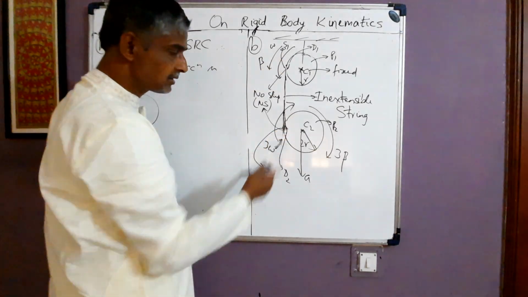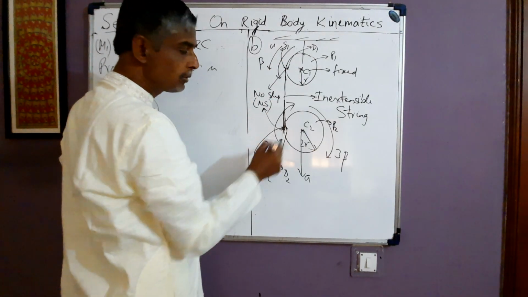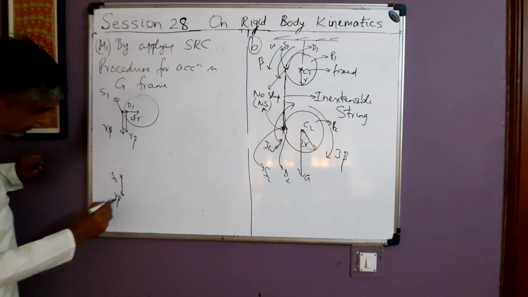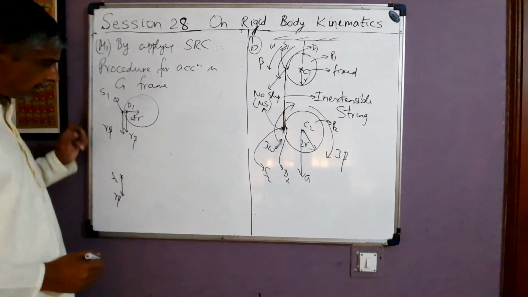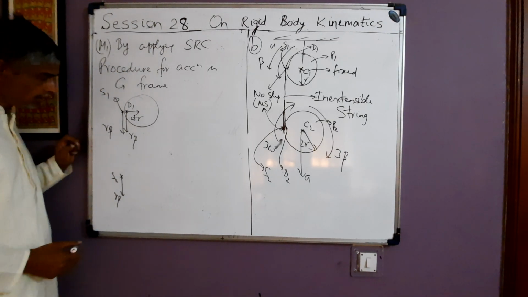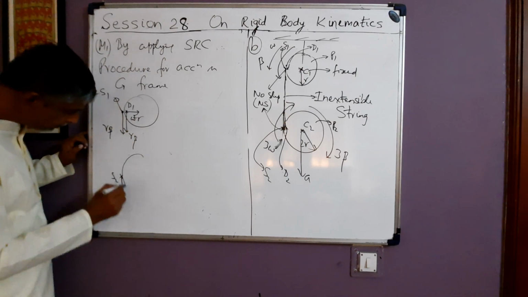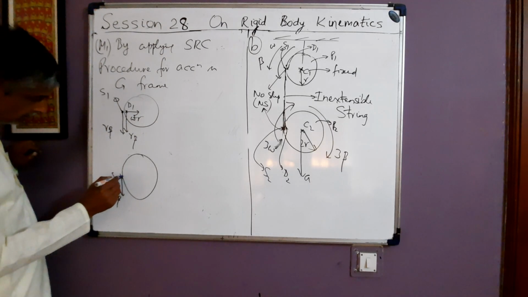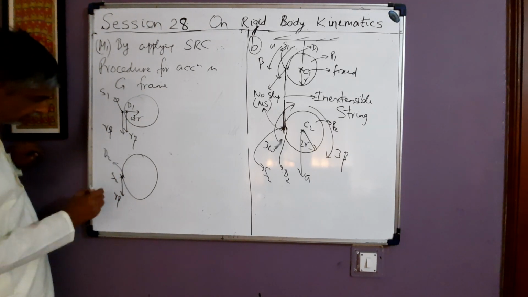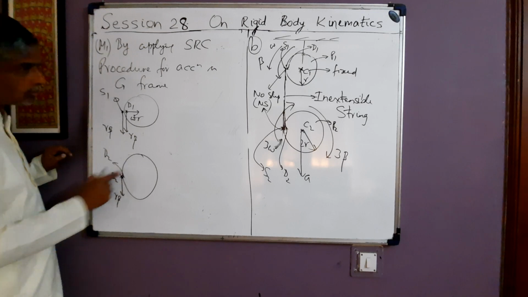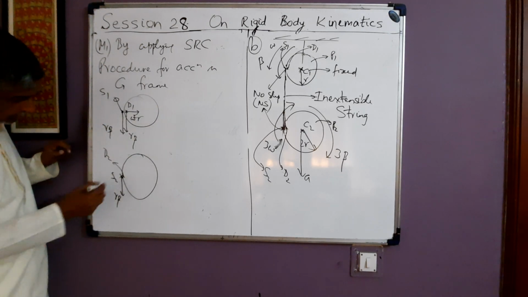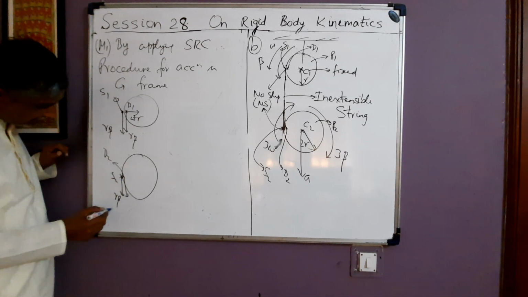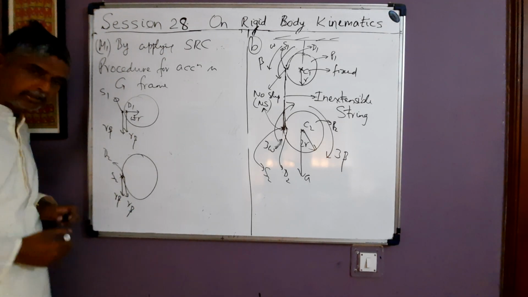Now this string is inextensible. So acceleration of S1 and S2 should be equal. So acceleration of S2 should also be R beta in this direction. Now you consider the lower pulley. Here also there is no slip. This is the point D2 of the lower pulley which is in contact with material point S2 of the string. So in common tangent plane D2 and S2 will have the same acceleration. So acceleration of D2 in common tangent plane will be R beta in downward direction.